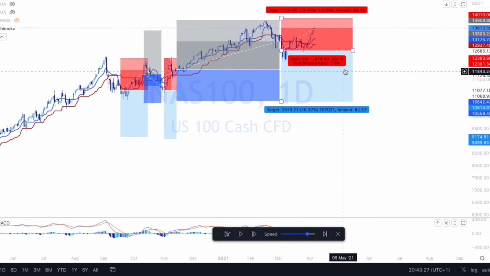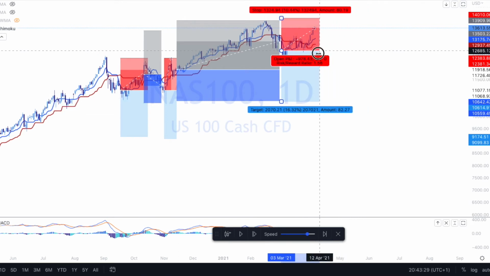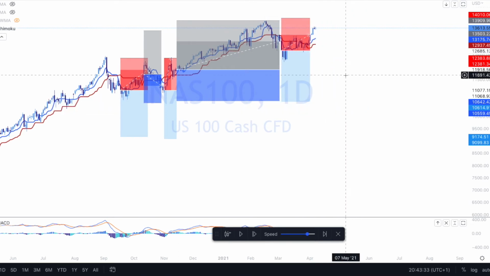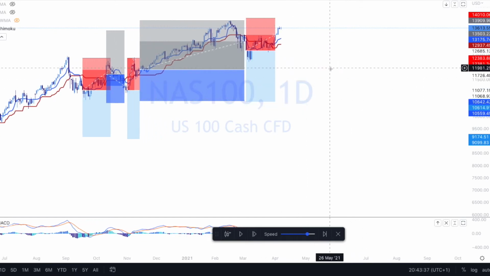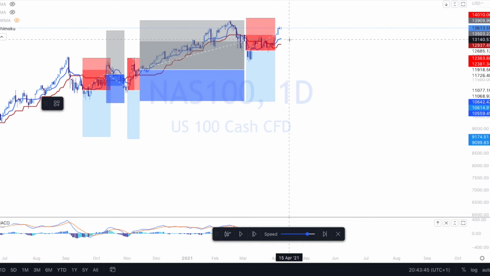Okay, so it's crossed, so we're out. Okay, so we're out, and let's have a look. Okay, so we're going to put in a buy. So we crossed over here. We're going to take this one over here.